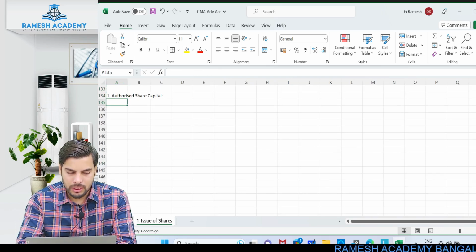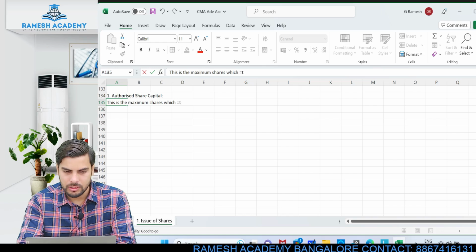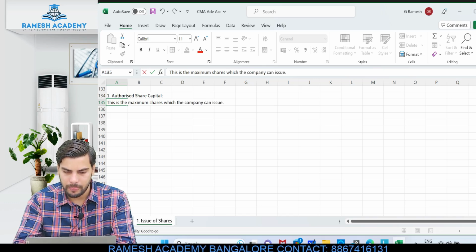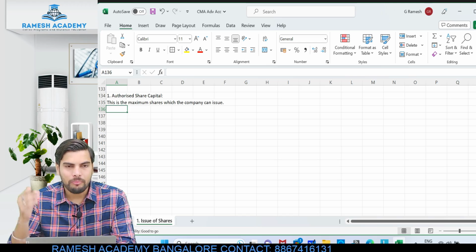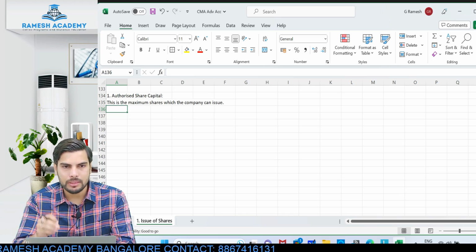What is this authorized share capital? This is the maximum shares which the company can issue. Okay, so this is as good as a maximum limit. There's an upper limit over here, which will be prescribed in the memorandum.